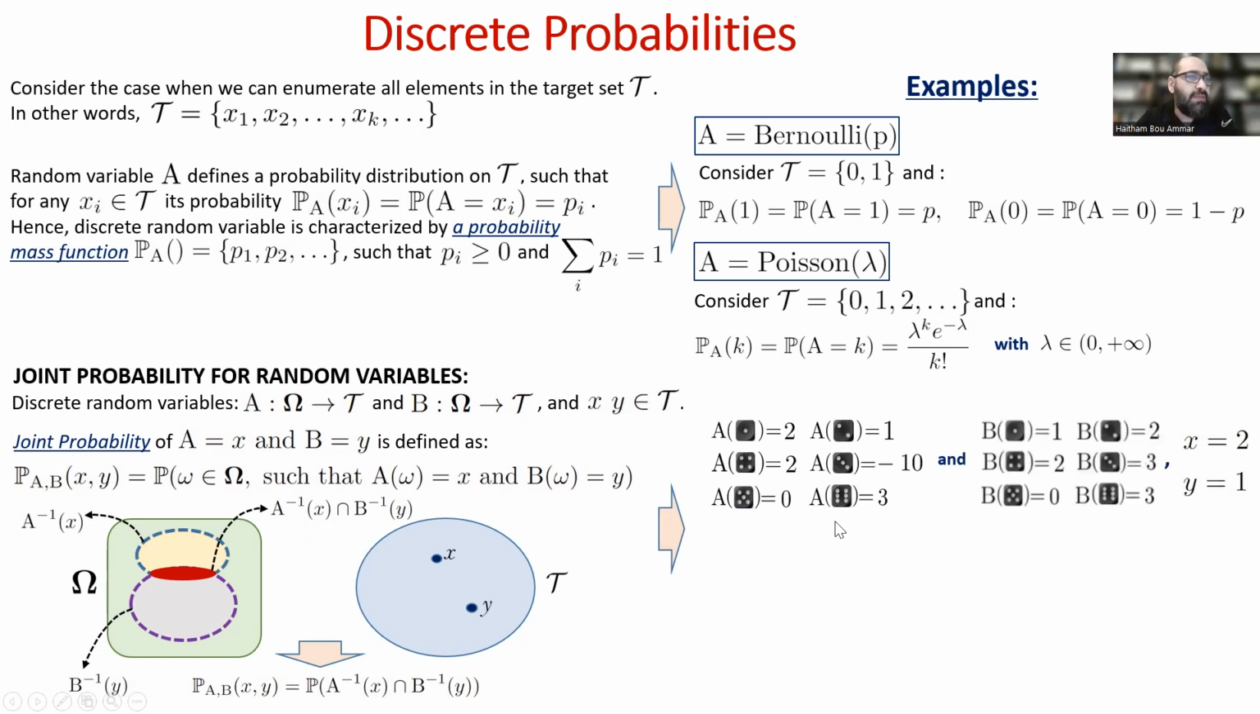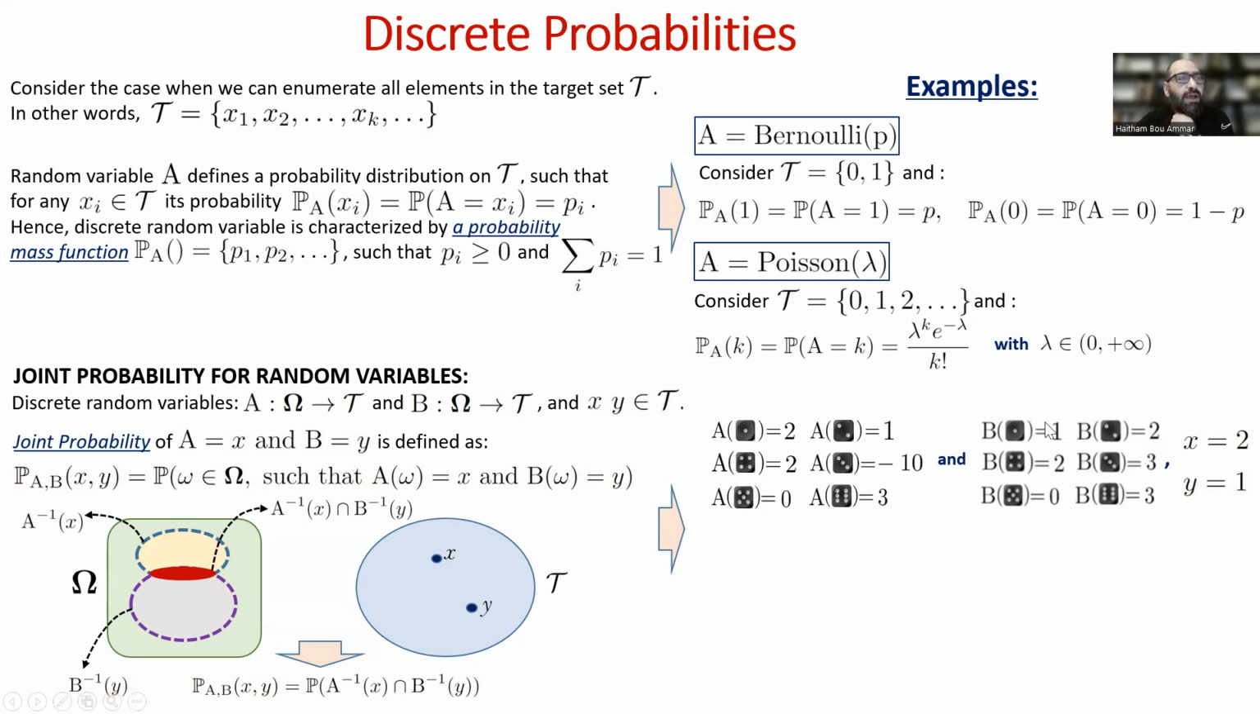Okay, so let's take this example again. Let's say we have a random variable A, again the example of me throwing a dice. The random variable A takes the elementary outcome of face 1 on the roll of the dice to be 2, 4 to be 2, 6 to be 0, 2 to be 1, 3 to be minus 10, and 6 to be 3.